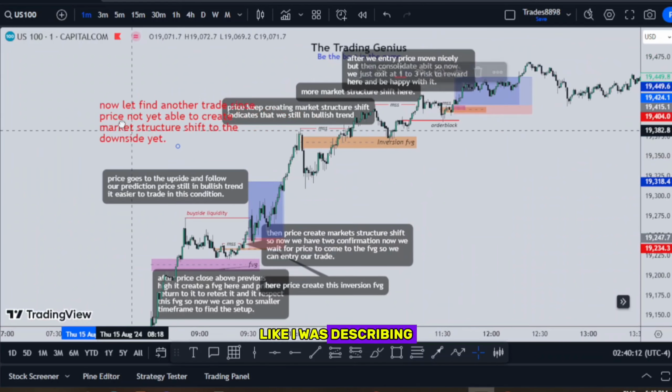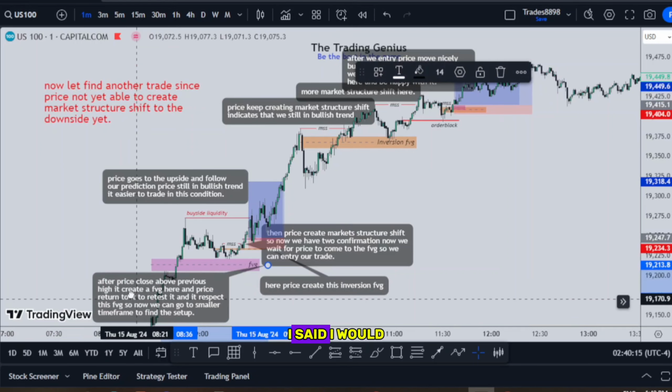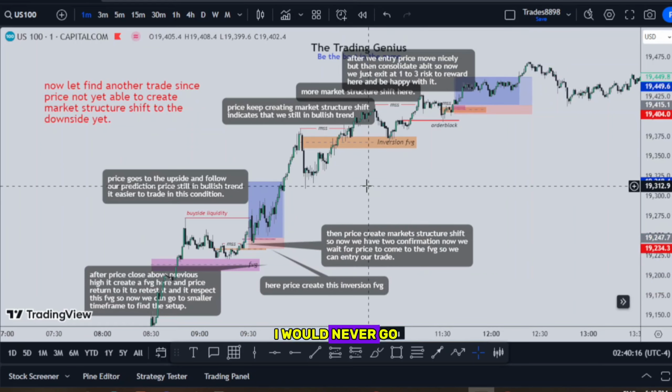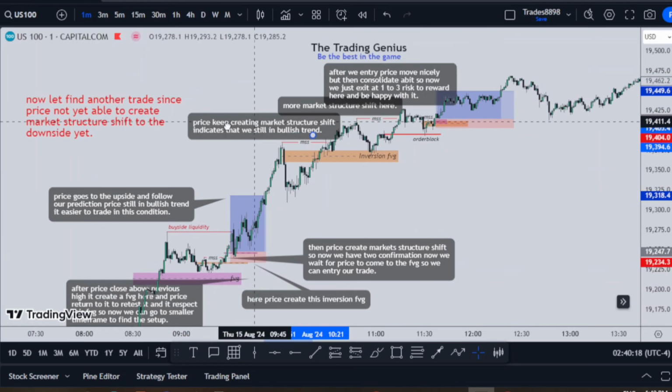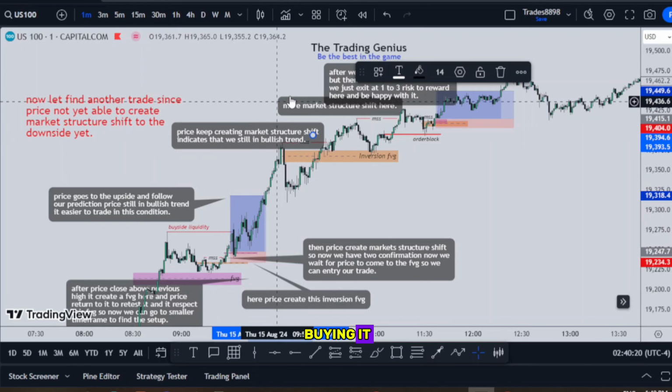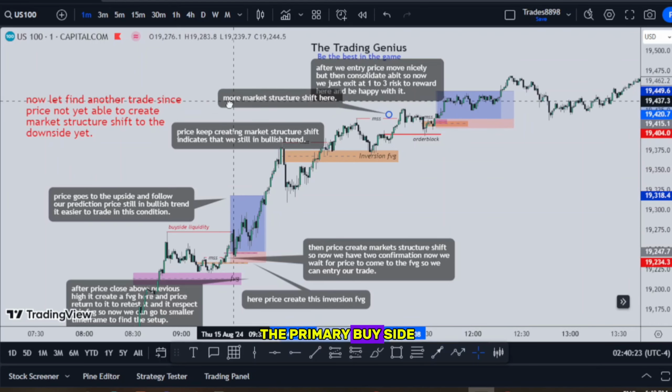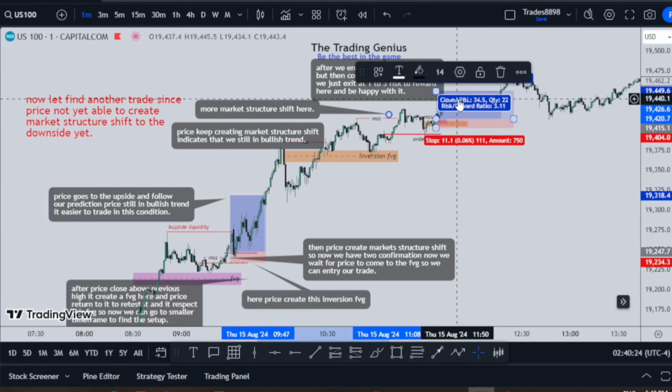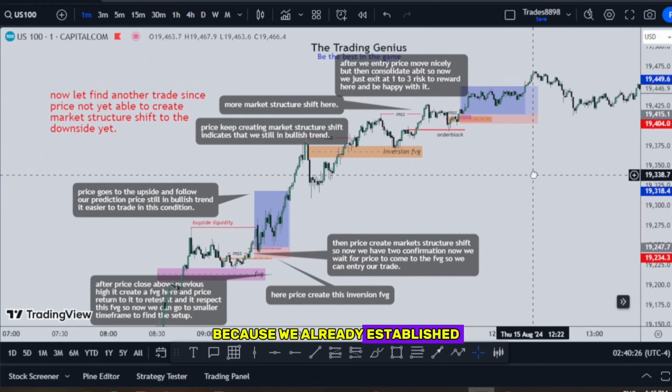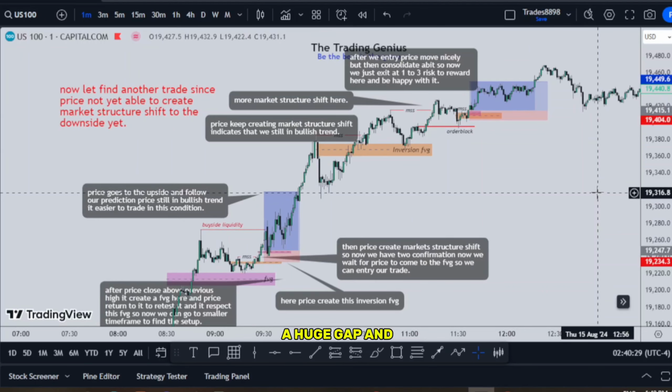And that's why when we look at these large opening gaps and the market has been building up, like I was describing on Friday in live stream, I said, I would never chase this, buying it. I would never go long. I'm not interested in buying it. I don't care if it went up to the primary buy side. I'm not buying that because we already established a huge gap.